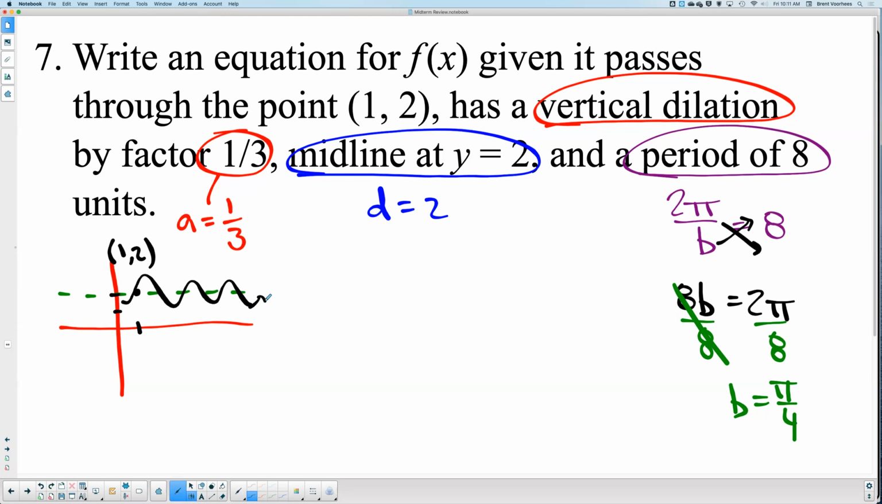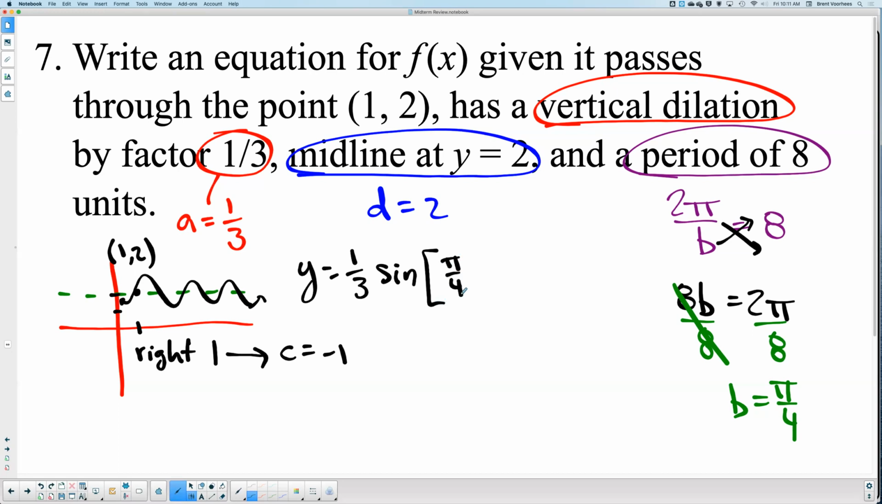So if it's a sine function, tell me, which way has it been shifted? This has been shifted right 1 unit. Therefore, what is c if it's been shifted right 1 unit? Negative 1. So our equation would look like y equals 1/3 sine, with b being pi over 4, (x minus 1), plus 2. There's your equation.